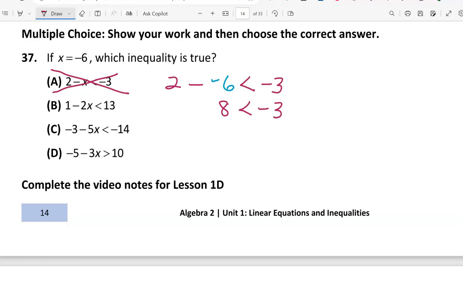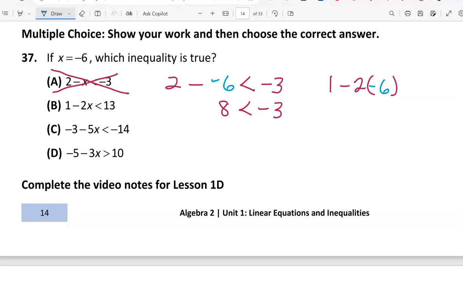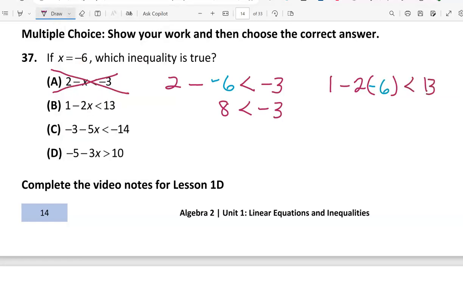Let's take a look at the second inequality. 1 minus 2 times negative 6 is less than 13. That's 1 plus 12 is less than 13. That would be 13 is less than 13. That is also not true because 13 is equal to 13, not less than.